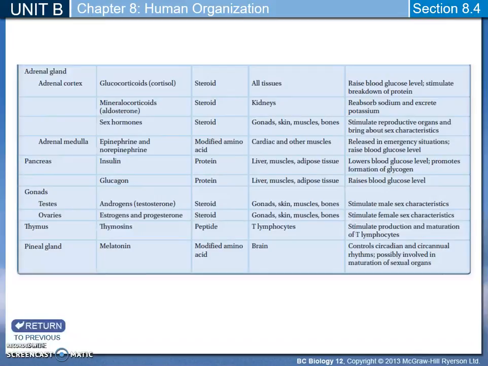And then finally we have the pineal gland, which produces melatonin, which controls the circadian and circannual rhythms. Circadian meaning the daily biorhythms that we all undergo, as in cycles of sleep and eating and those kinds of things, possibly involved in the maturation of the sexual organs as well.